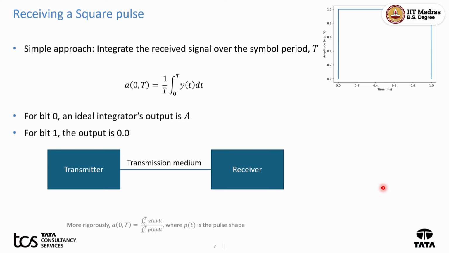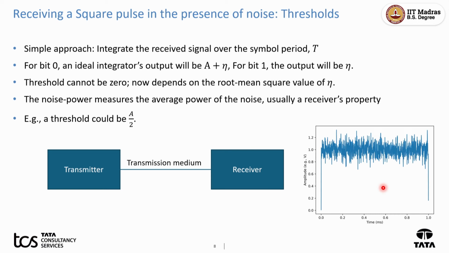Unfortunately, this ideal system does not exist anywhere in the universe. It looks like this. We will still integrate over the symbol period T, but now we can't expect it to be pure A or pure 0. It will be riddled with noise and we can't do anything about it. I mean, we can handle it, but we cannot say I want a system where there is no noise. The noise is typically a part of the receiver.